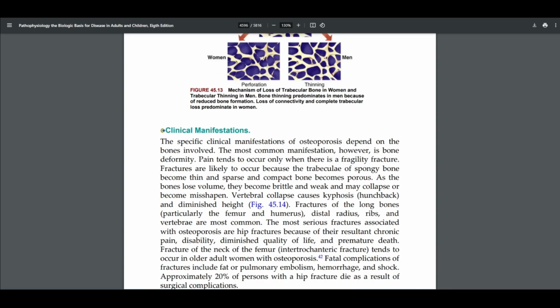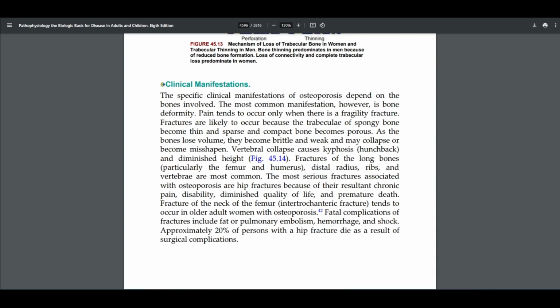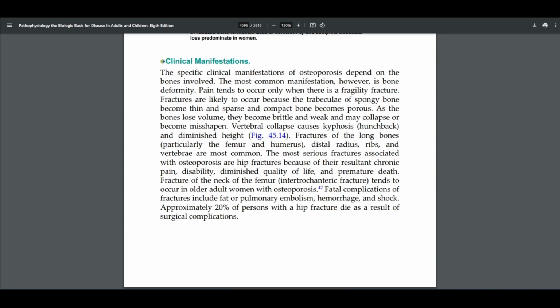So, what are our clinical manifestations? The specific clinical manifestations of osteoporosis depend on the bones involved. The most common manifestation, however, is bone deformity. Pain tends to occur only when there is fragility fracture. Fractures are likely to occur because the trabeculae of spongy bone become thin and sparse, and compact bones become porous. As the bone loses volume, they become brittle and weak and may collapse or become misshapen.